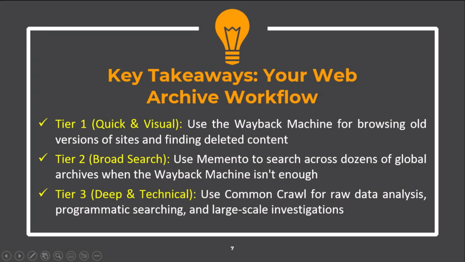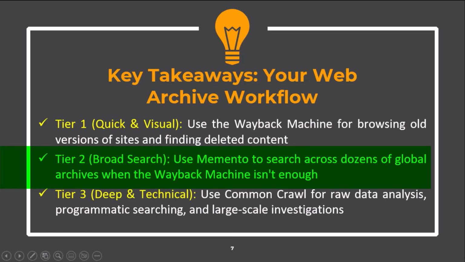Let's summarize our three-tiered approach to finding historical web data. For Tier 1, your quick and visual search, use the Wayback Machine. It's perfect for browsing old site versions and finding obviously deleted content. For Tier 2, a broader search, use Memento. When you need to cast a wider net across many global archives, this is your tool.